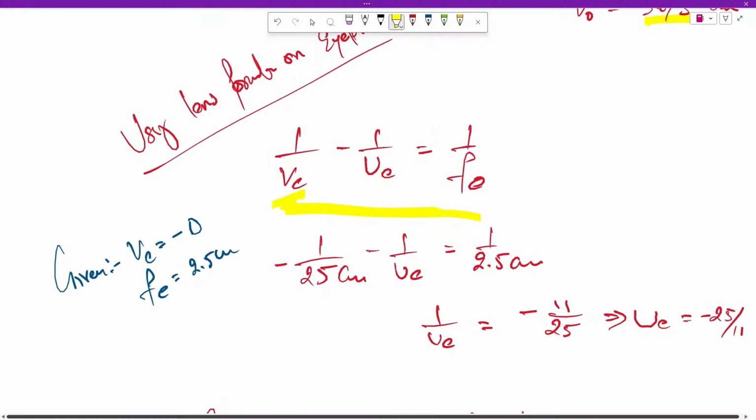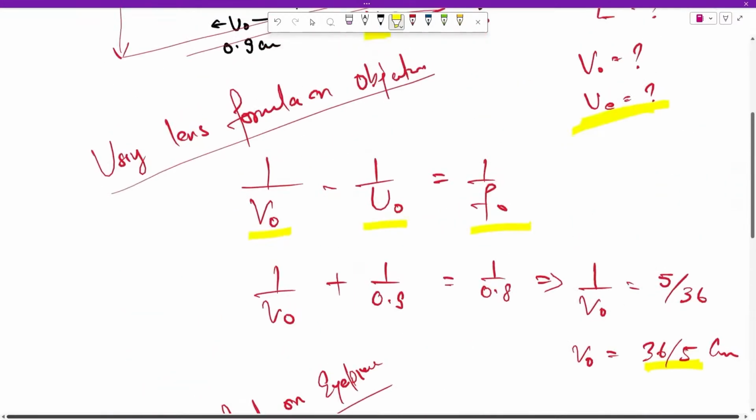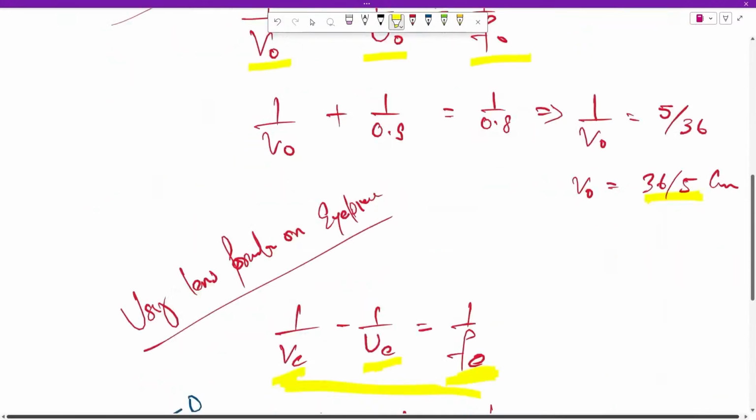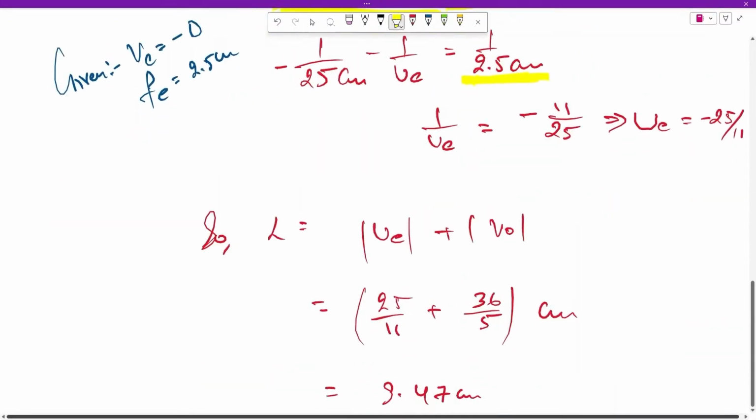that is, the image must form at the least distance of distinct vision, that is 25 centimeter in front of the eyepiece, and we have been given the focal length of the objective, that is 2.5 centimeter, focal length of the eyepiece, that is 2.5 centimeter. So we only need to find UE. So upon calculation, we will get UE equals minus 25 by 11. Now the length, as we saw earlier, would be composed of V0 plus UE, the magnitude of these two values. So after adding these two values, we will get a distance of 9.47. That is, the length of the microscope would be 9.47 for the clear vision.